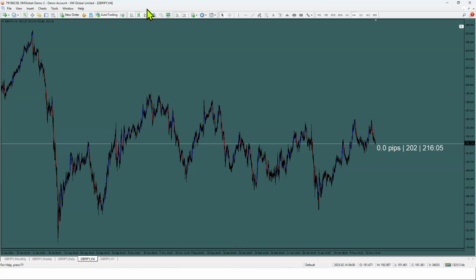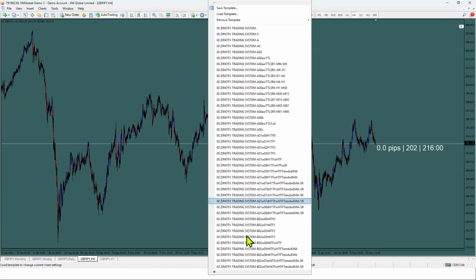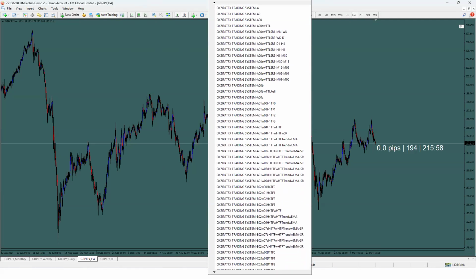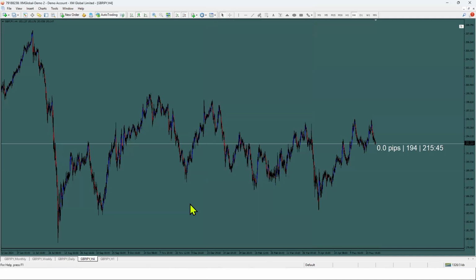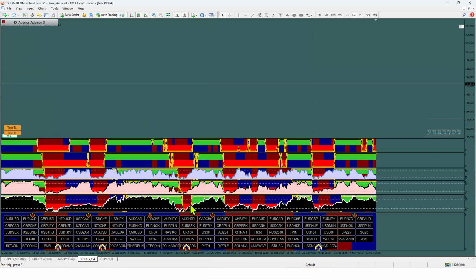So this is a 4-hour chart. I can come here and apply my 4-hour trading system. I look for H4, these are H4, so I want to apply the 4-hour trading system. Maybe I apply this one. Now I'm looking at a 4-hour chart, and the signals I'm getting are going to be based on the 4-hour chart.